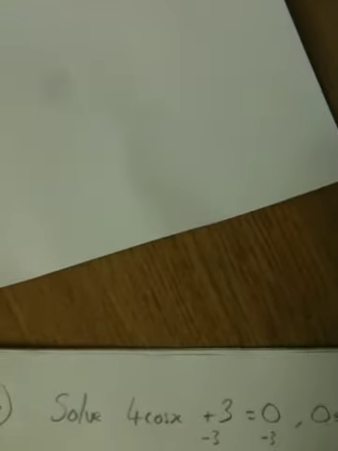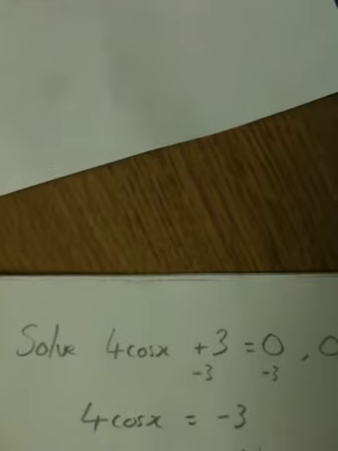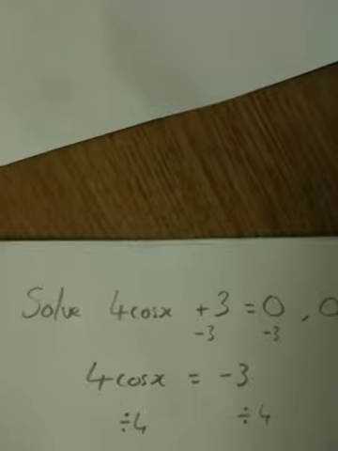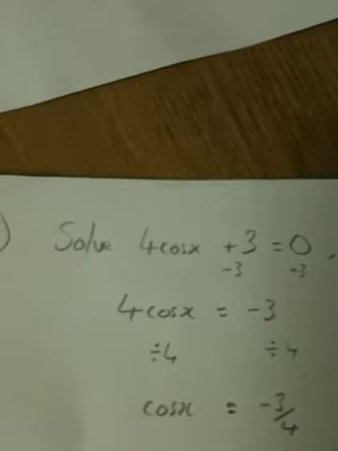And number 4, solve 4 cos x plus 3 equals 0, for x between 0 and 360. So we'll just rearrange this to get cos x on its own, just like we would rearrange 4x plus 3 equals 0. So subtract 3 from each side, which leaves us with 4 cos x equals -3. Divide each side by 4, because 4 divided by 4 is 1, so you get cos x equals -3 over 4.